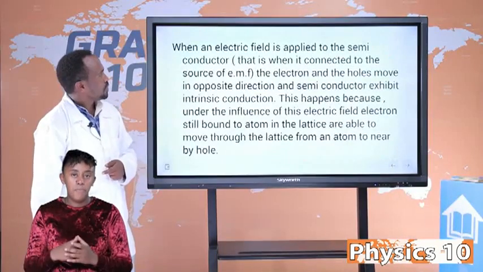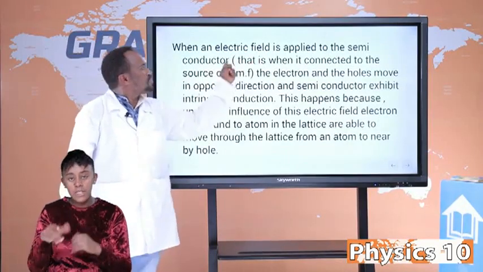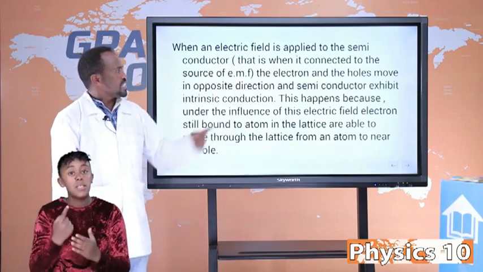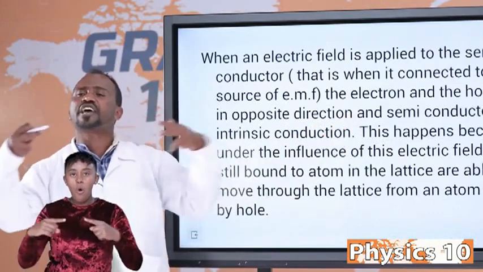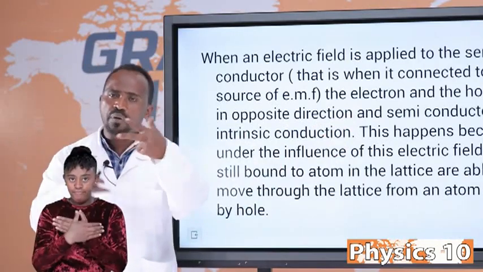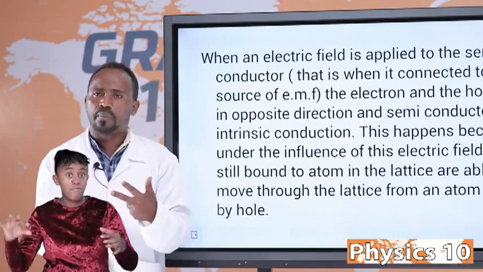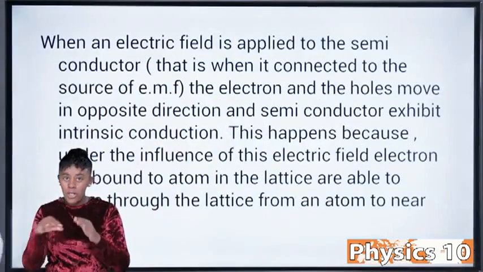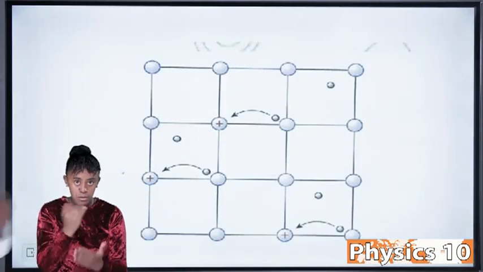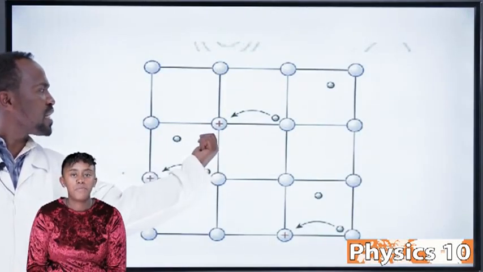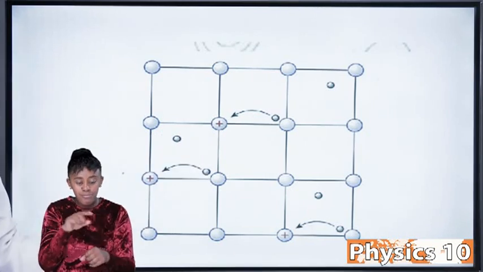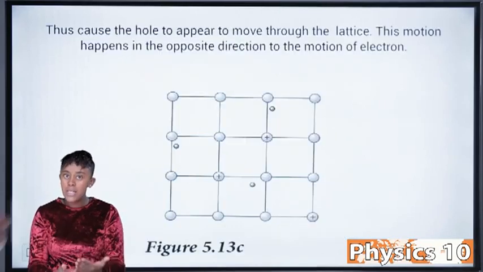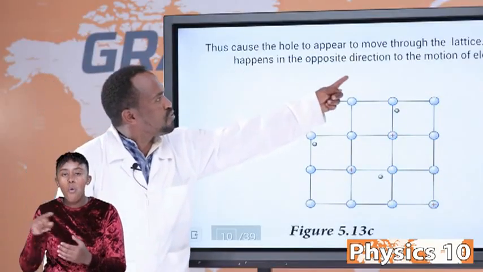Look at this one. When an electric field is applied to this semiconductor, that means when it is connected to a source of EMF, the electron and the holes move in opposite directions. When we connect the applied EMF, the electron and the hole move in opposite directions. Look at this diagram. Here, the electron is moving in this direction, and the hole is displaced in the other way. So, why is this? This causes the hole to appear to move through the lattice.